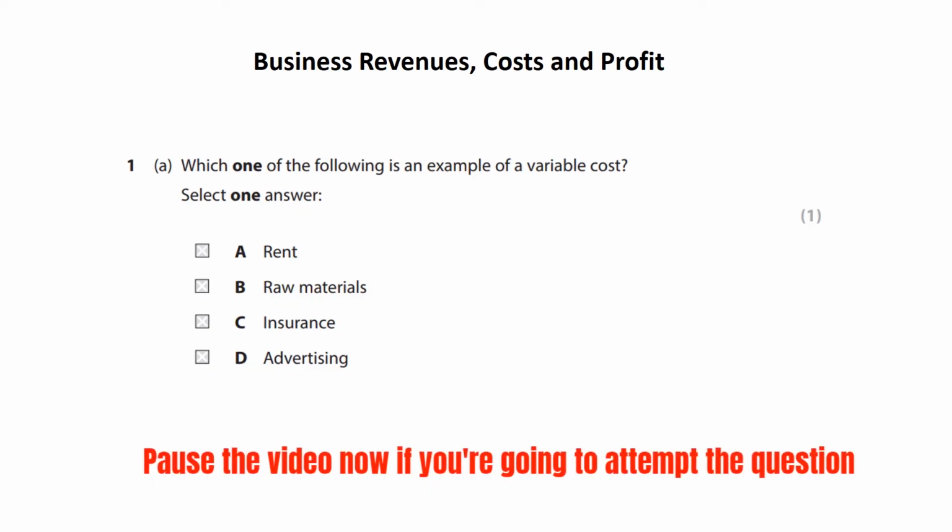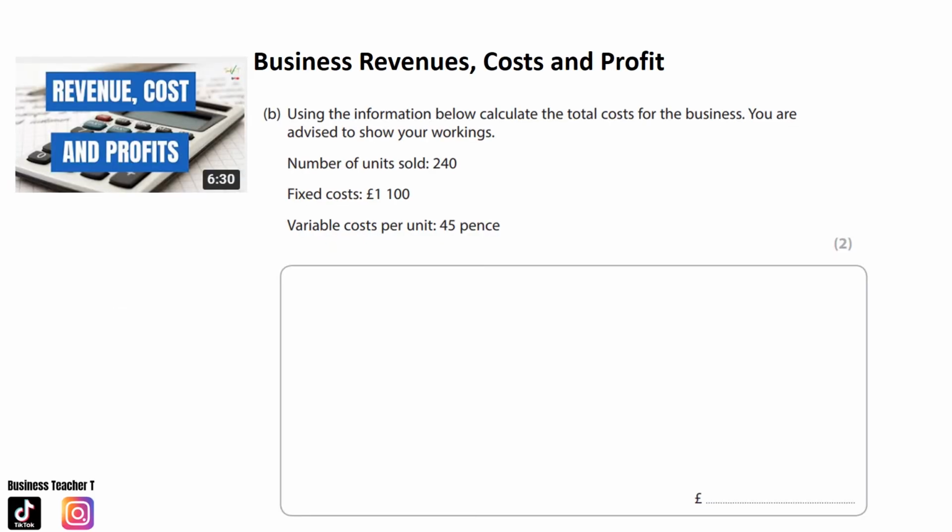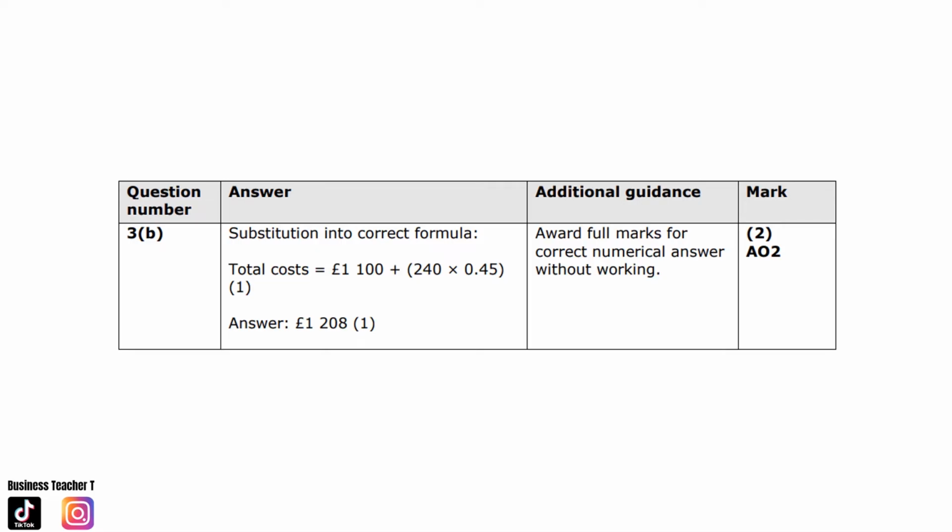And the answer is B, raw materials. On to another question. Using the information below, calculate the total cost for the business. You are advised to show your workings. So you can pause the video now and give it a go. As you can see, the workings are there and the final answer is £1,208.